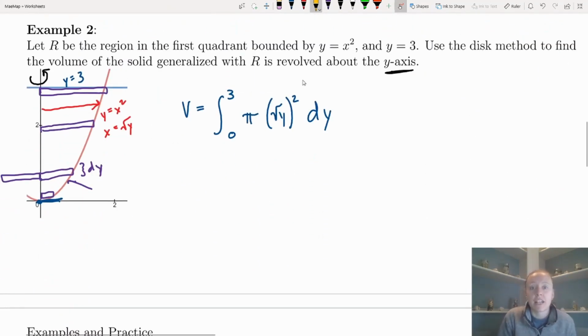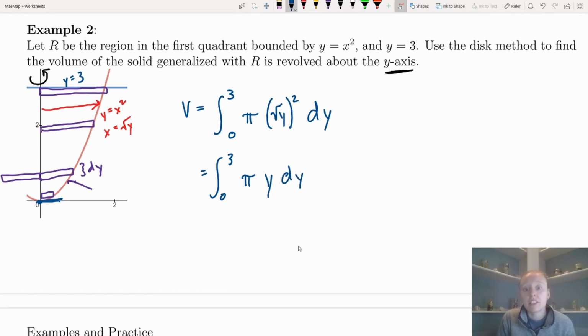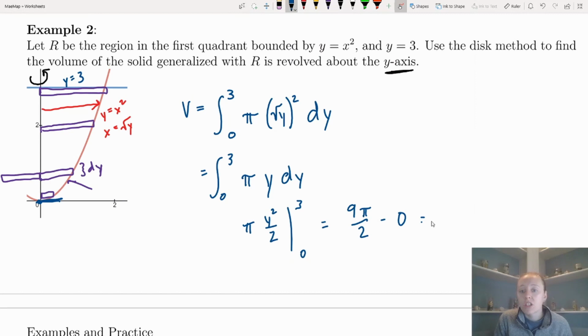So let's finish solving this out. We're going to integrate this from 0 to 3. We'll have pi, the square root of y squared is y dy. Integrating y will give me pi y squared over 2 going from 0 to 3. So plugging 3 in, I'm going to get 9 for y squared, because 3 squared is 9, and that's 9 pi over 2. And then I'm subtracting, plugging in 0. 0 squared over 2 is 0. So 9 pi over 2 minus 0 is obviously 9 pi over 2.